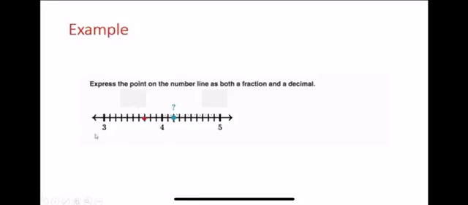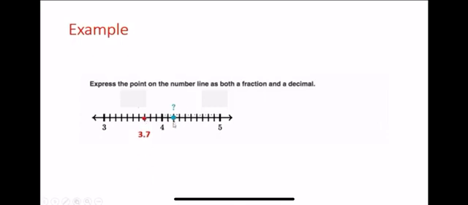Between 3 and 4. I start with the 3 and I count the dashes here: 1, 2, 3, 4, 5, 6, 7. So it is 3.7.